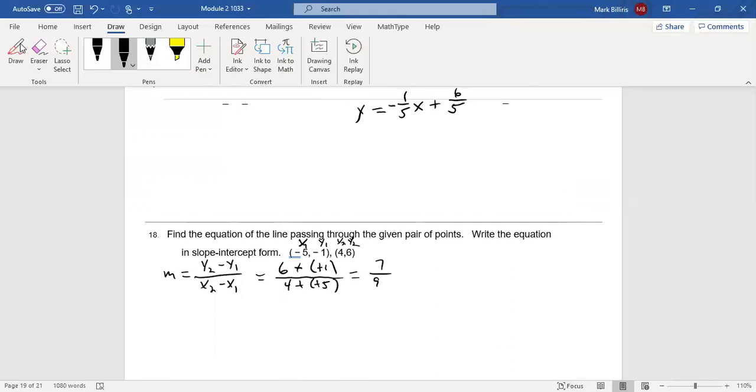So after we find the slope, then we go into point slope form. And that's y minus y sub 1 equals the slope times x minus x sub 1. So we're going to plug in the values. Here we have 2 points. So you could either use -5 and -1 to plug in, or 4 and 6 to plug in for x and y. I'm going to go ahead and just use the -5 and -1. So this is going to be y minus y sub 1 is a -1 equals my slope, which I just found as 7/9, times x minus, and the x value is a -5.